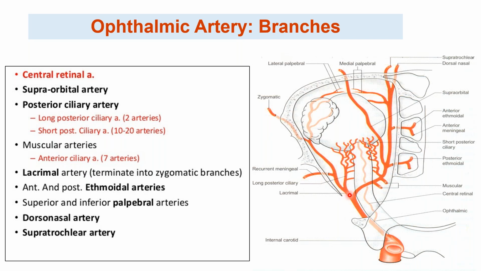This is the lacrimal artery, which is in relation to the lacrimal gland, and then it terminates by giving a zygomatic branch. Then the further branches are the dorsal nasal and supratrochlear arteries. These arteries are also seen in relation to the orbit.